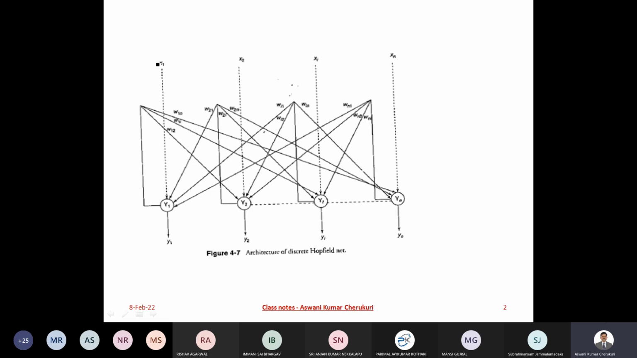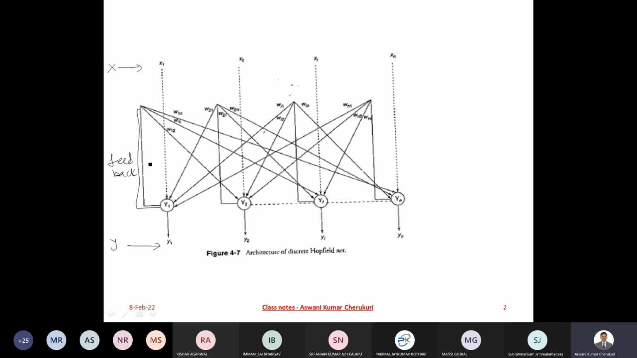You can see your X1 to Xn. So this is the layer X and this is the layer Y, where you get the output. Now if you notice, obviously there is input going to the output nodes, the Y nodes, and you can see their connections also. And if you notice, the output from Y1 is going again back, which is the feedback.